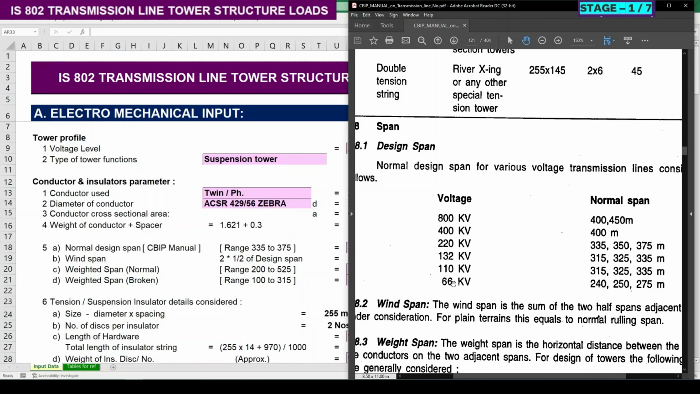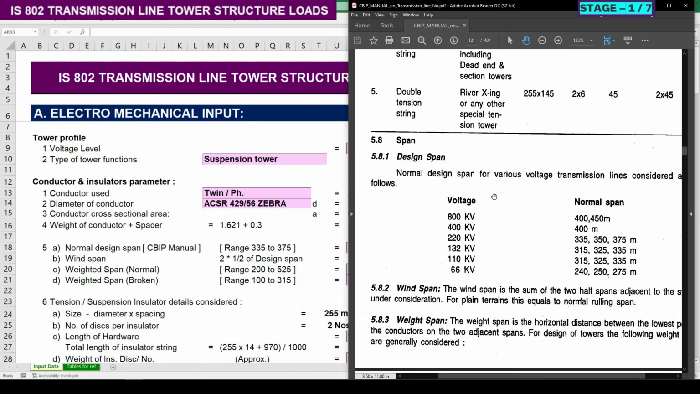For 66 kV it should be 240 to 275 meter, and for 110 kV and 132 kV it is 315 to 335 meter, and for 220 kV it is 335 to 375. For 400 kV it is 400 meter, and for 800 kV it is 400 or 450 meter. So likewise this design span is to be considered.